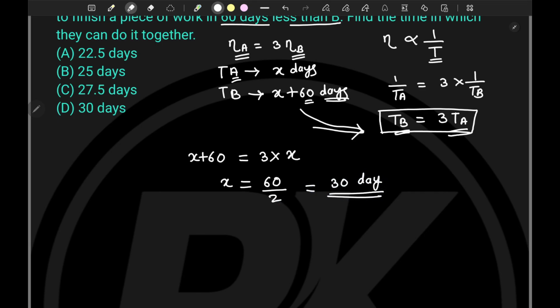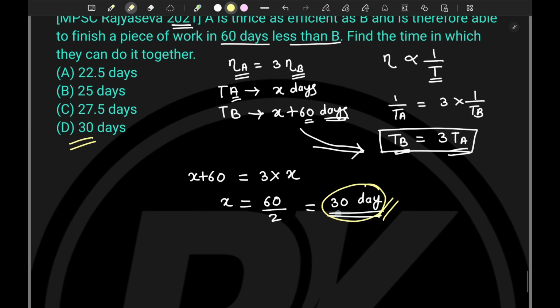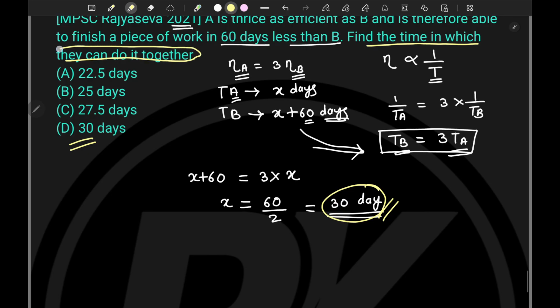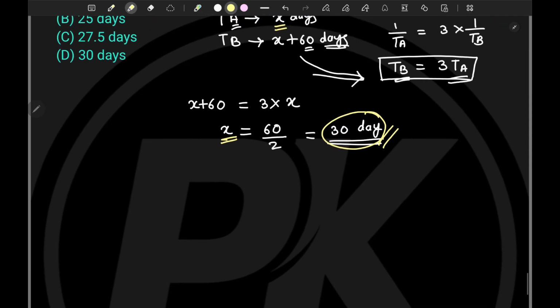So students in a hurry, the moment they get this answer, they will take this option. You have to carefully read the problem first, what they have asked. It is not what you have found in between. What they have asked is, find the time in which they can do it together. Now tell me, X, what was our assumption? X was the time taken by A. It is not together, right? And hence people will make mistakes here. So this should not be the case.